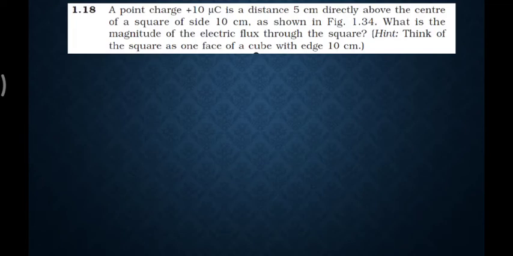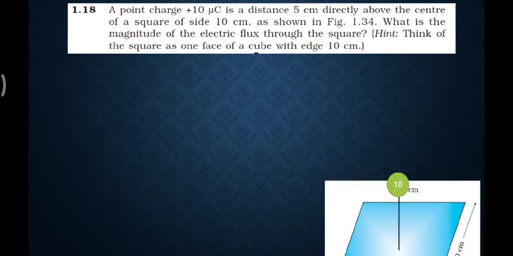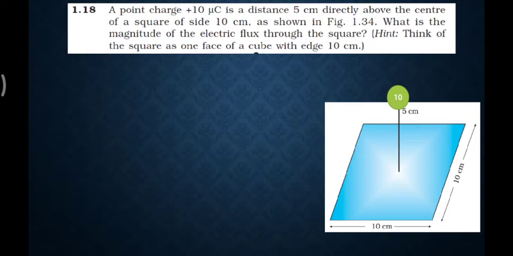Let's go for 1.18. You can take a breath by pausing the video. A point charge of 10 microcoulomb is at a distance of 5 centimeter directly above the center of a square. So we have one square with 10 centimeter sides, and above it is a charge of 10 microcoulomb, which is 5 centimeter above the plane, as shown in the figure.